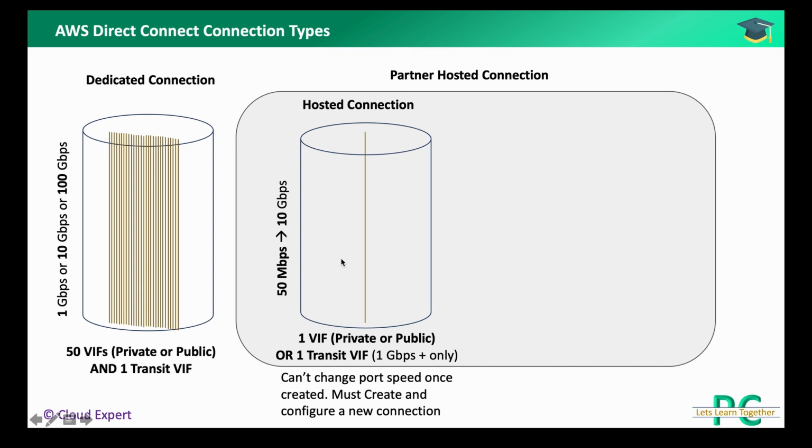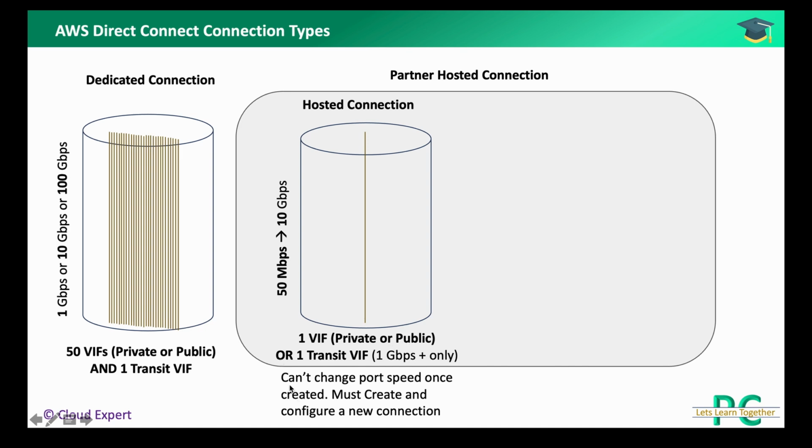For hosted connection, if your connection speed is more than 1 Gbps, in that case you will have one transit VIP. If you are going for less than 1 Gbps, you can have only one VIP, that could be either private or public. For more than 1 Gbps, you can have two VIPs, one private or one public, and one transit VIP.